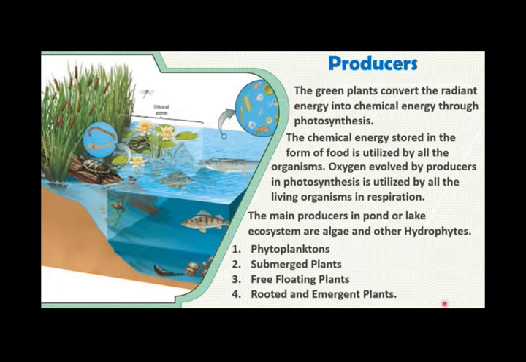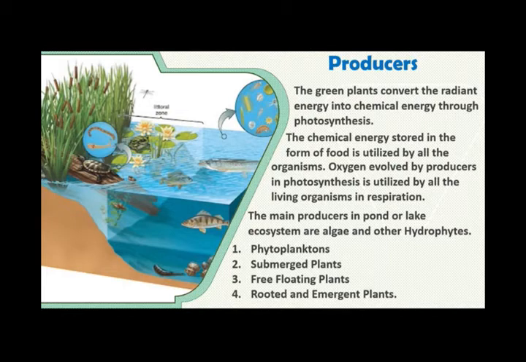So first, let us study the producers. The main producers in the pond or lake ecosystem are algae and other hydrophytes. The green plants, green algae, and some bacteria are photoautotrophic. They use a pigment such as chlorophyll to trap the energy present in solar radiation and convert it into biological energy through a process called photosynthesis. They then store that energy in a form of food that all life forms can use, and use it to create their required proteins, sugars, lipids, and more essential materials for life. Hence, these organisms are called producers.